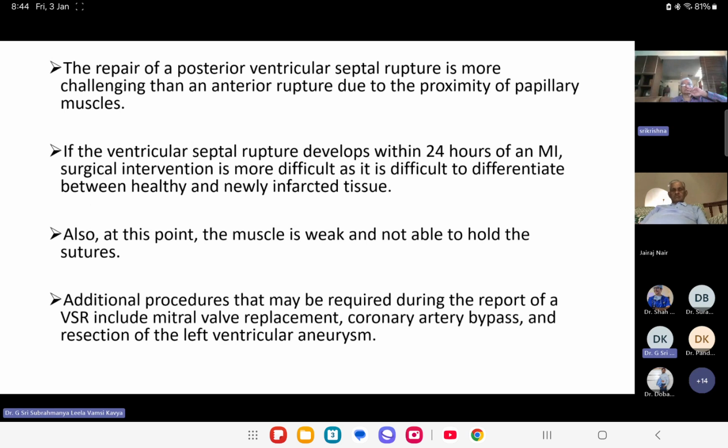The repair of a posterior ventricular septal rupture is more challenging than an anterior rupture due to the proximity of the papillary muscles. If the ventricular septal rupture develops within 24 hours of an MI, surgical intervention is more difficult as it is difficult to differentiate between the healthy and newly infarcted tissue. Also, at this point, the muscle is weak and may not be able to hold the sutures. Additional procedures that may be required during the repair of a VSR include mitral valve replacement, coronary artery bypass, and resection of the left ventricular aneurysm.